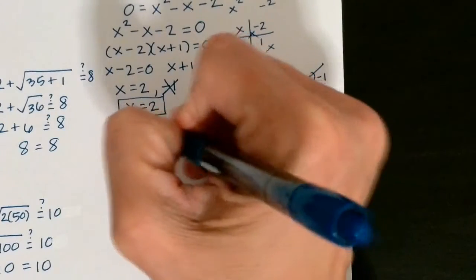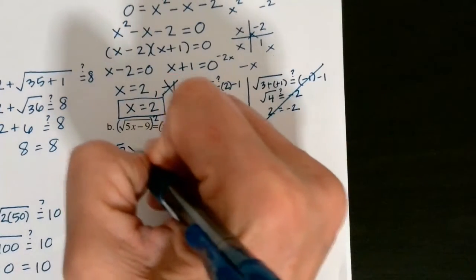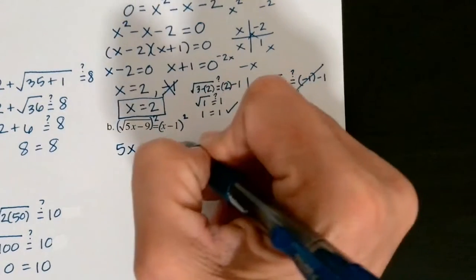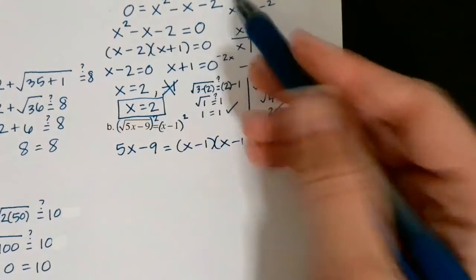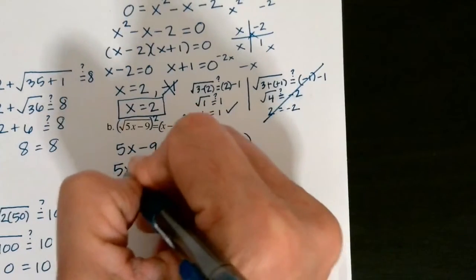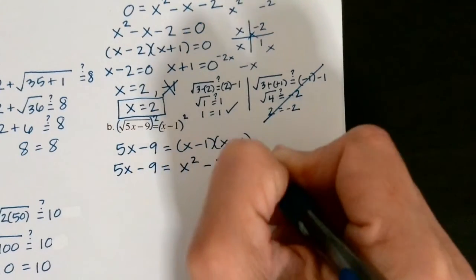Alright, no trickiness. We'll check for our extraneous solutions. So I'm squaring both sides. Get 5x minus 9 equals x minus 1 times x minus 1. How nice. We already did the math for that up there. You see that box method up there. X squared minus 2x plus 1.